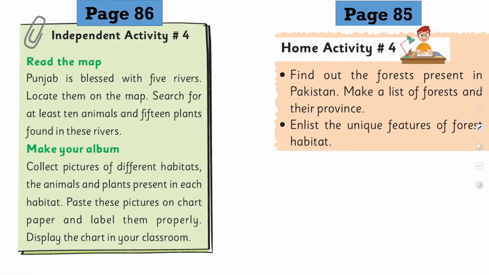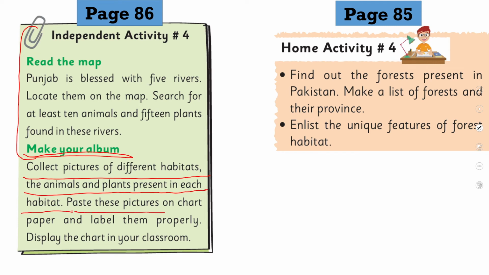Now we have already done the first part of this activity. I have shown you the map of Pakistan and the 5 rivers flowing through it. Now make your album. Collect pictures of different habitats, the animals and plants present in each habitat. Paste these pictures on a chart paper and label them properly. Display the chart in your classroom.